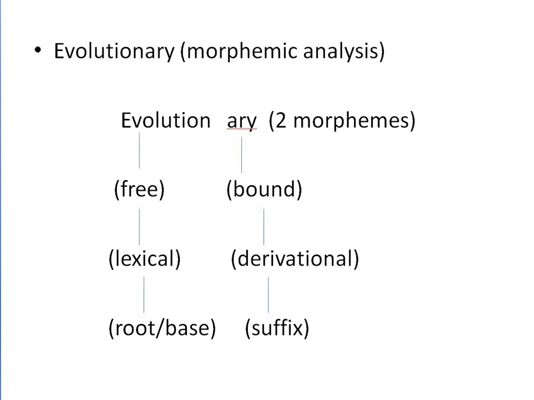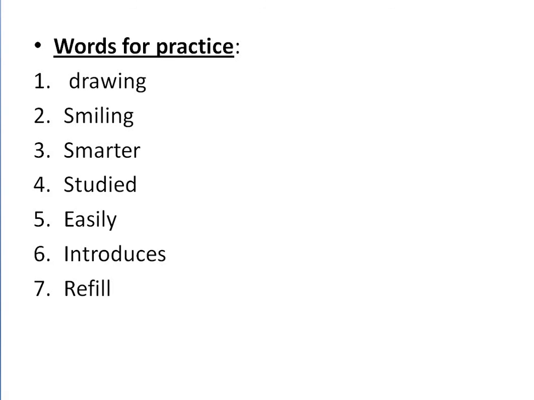So this is how we are going to analyze words in terms of morphemes, or we can say this is how we do the morphemic analysis of words. So these are some words for your practice: drawing, smiling, smarter, studied, easily, introduces, refill. You people are going to practice it by yourself, how we analyze the word in a morphemic analysis.